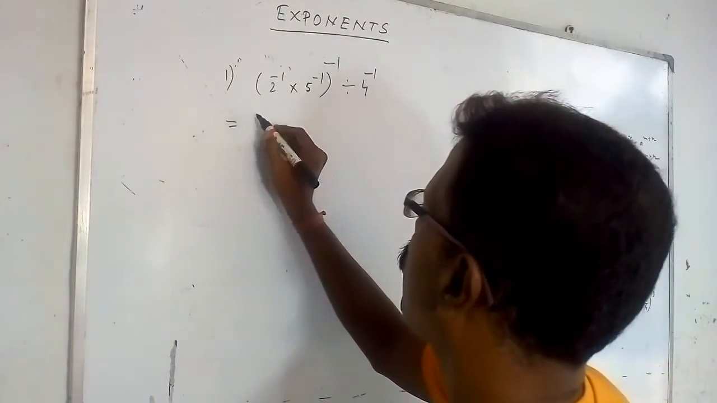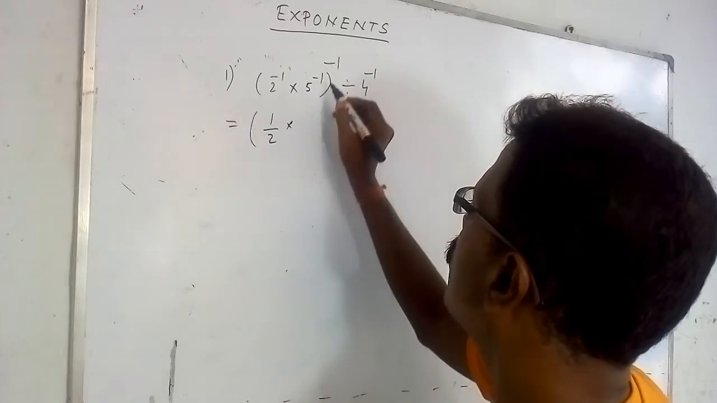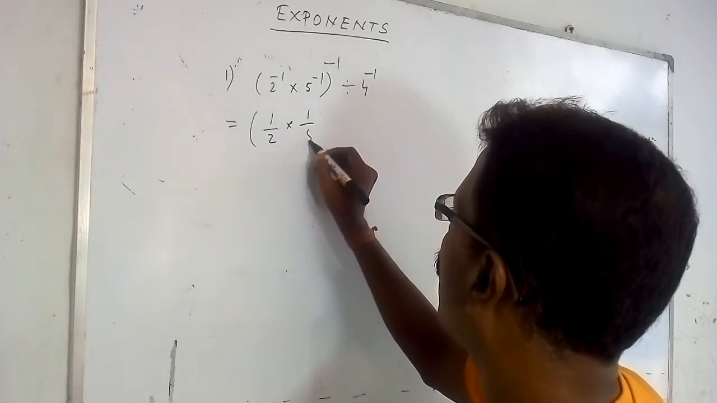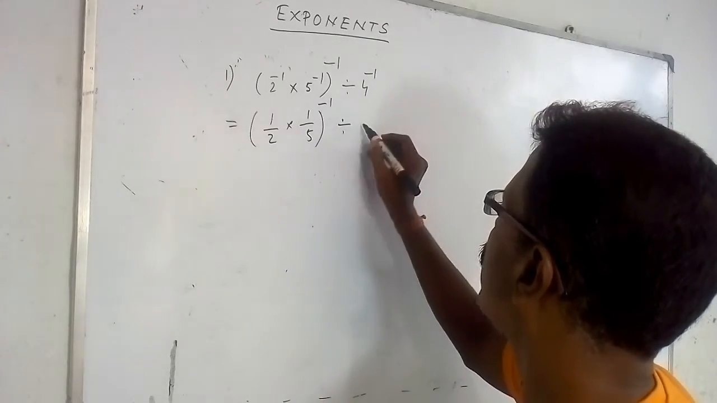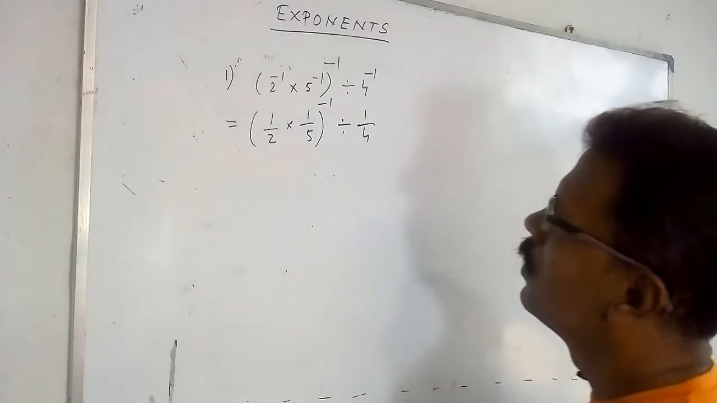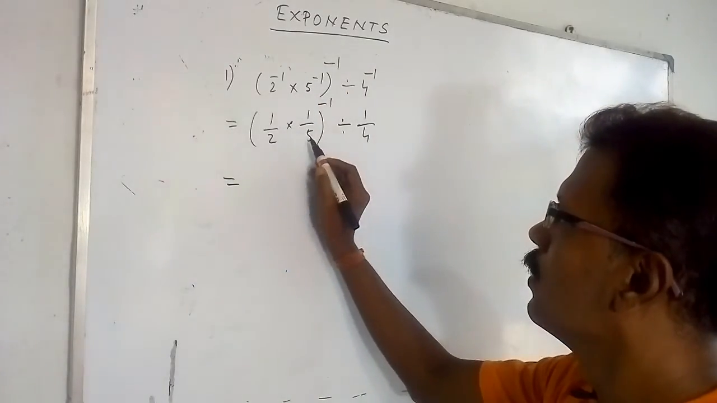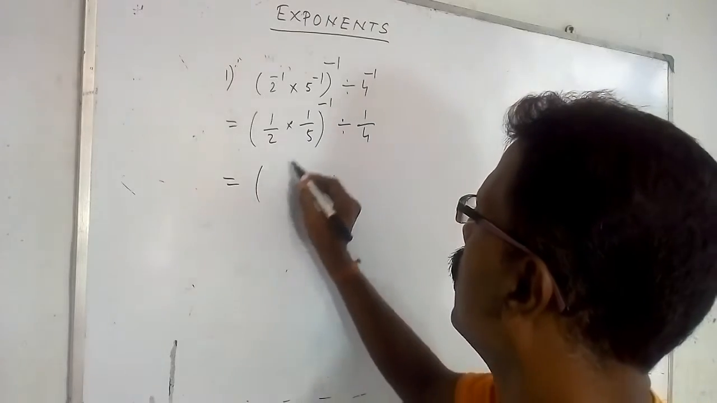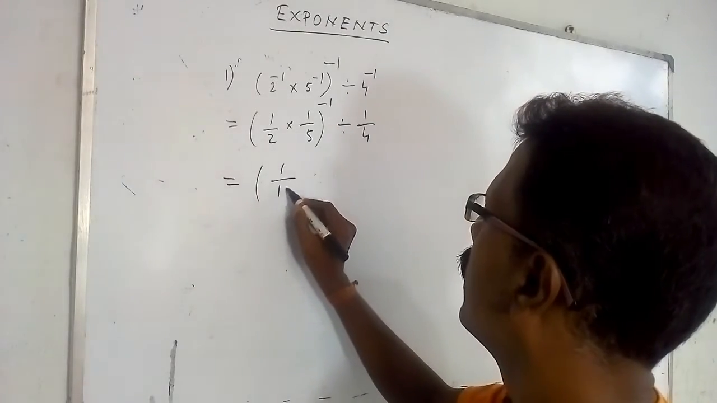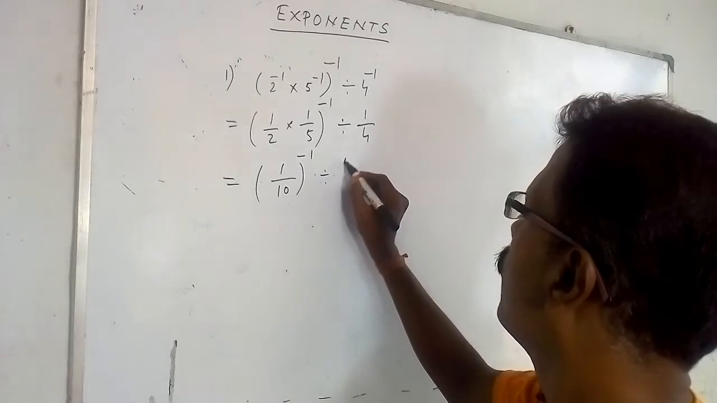Now 2 to the power minus 1, what does it mean? That is 1 by 2. 5 to the power minus 1, that is 1 by 5, and whole to the power minus 1 divided by 4 to the power minus 1, that is 1 by 4. Now the next line, just multiply the digits, that is 1 by 2 into 1 by 5, that is 1 by 10. 1 by 10 to the power minus 1 and divided by 1 by 4.